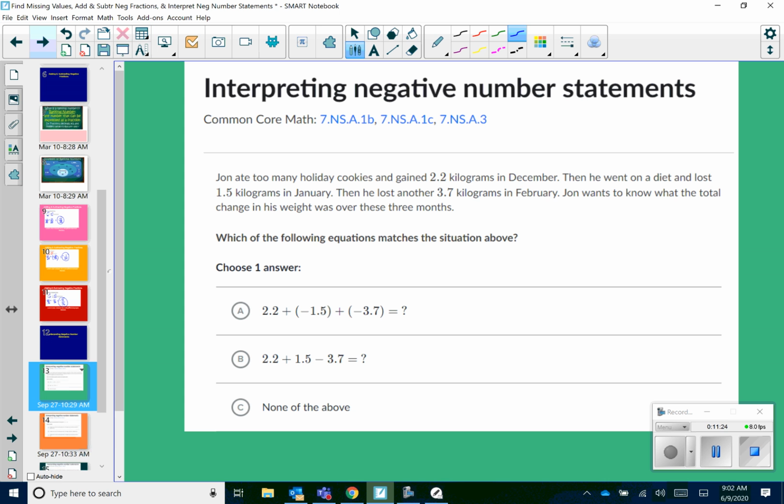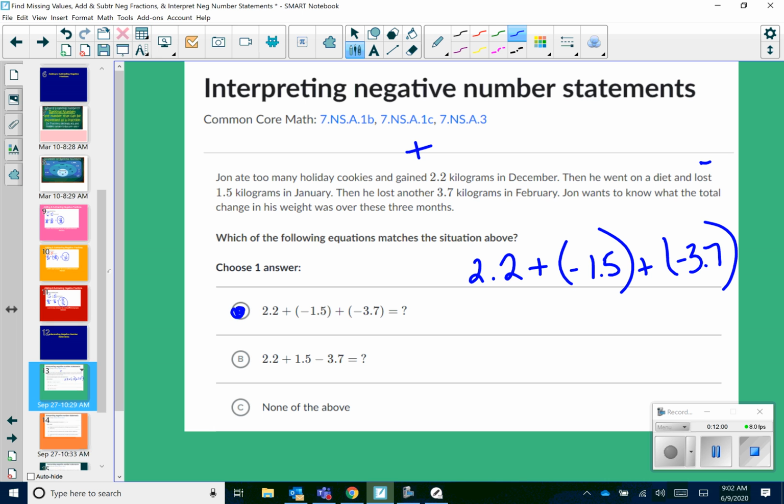Well, obviously, if you're gaining weight, that's going to be a positive. And if you're losing weight, that's going to be a negative. So he gained 2.2, so we're just going to leave that as a positive. Then he lost 1.5, so let's add a negative 1.5. And then he lost another 3.7, so let's add another negative 3.7. So taking a look, do we see any answer choices that look just like this? It does say choose one answer, and I can see that answer choice A looks identical to what I just wrote.